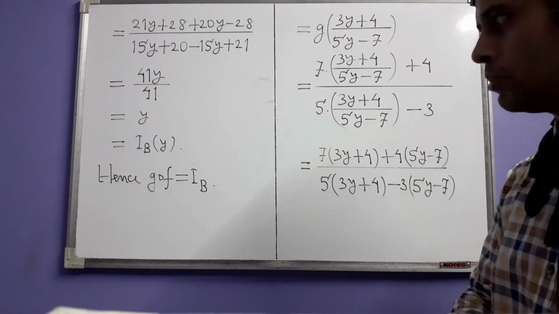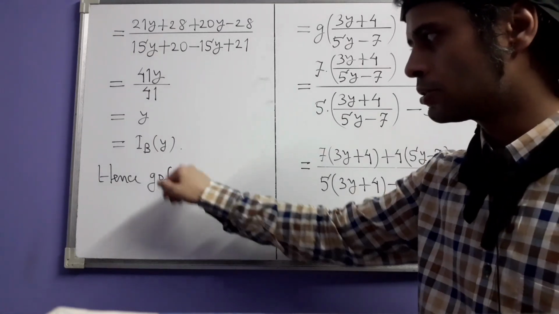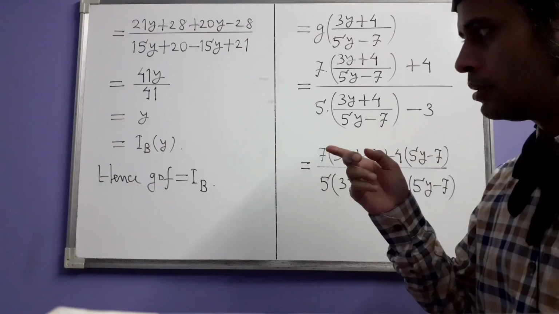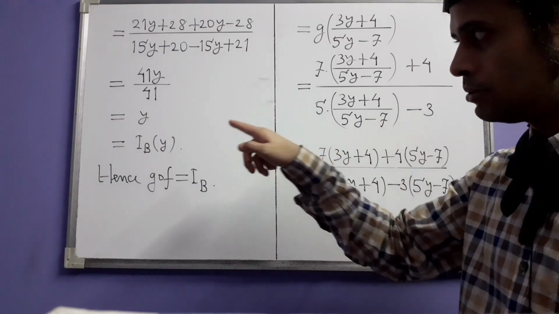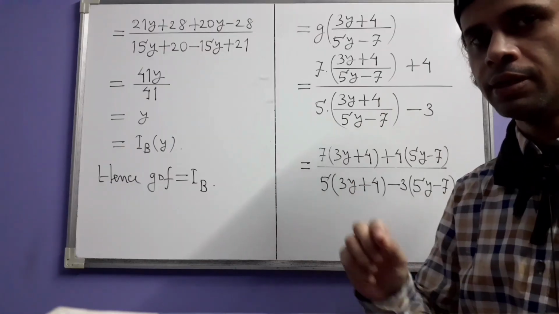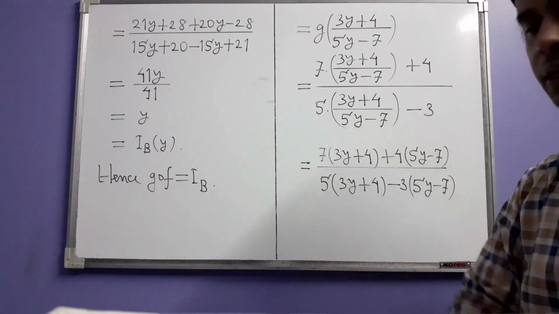And that is why, because this is what we started with, right? G composition F of y, that is equal to IB of y. So these two functions agree at every element of B. That is why they are equal.